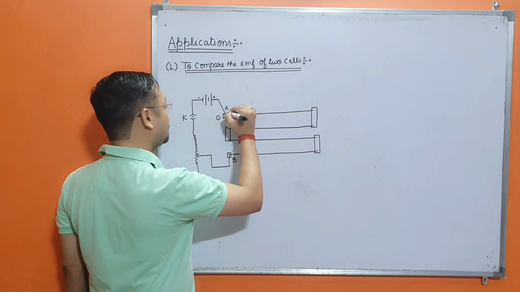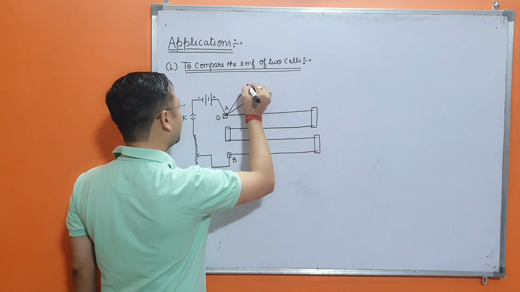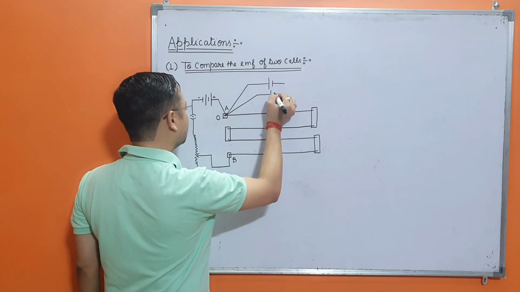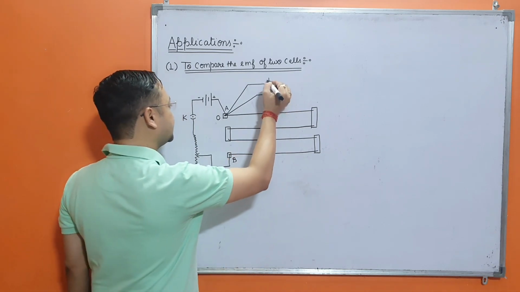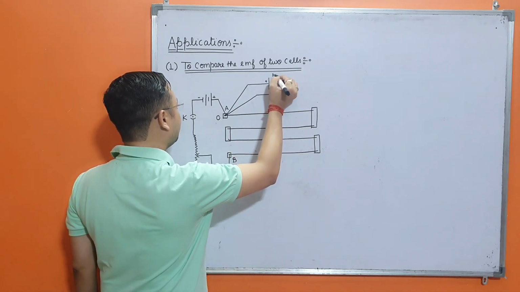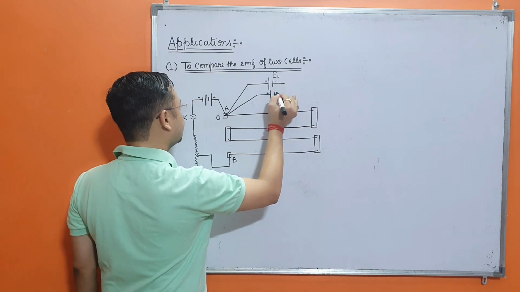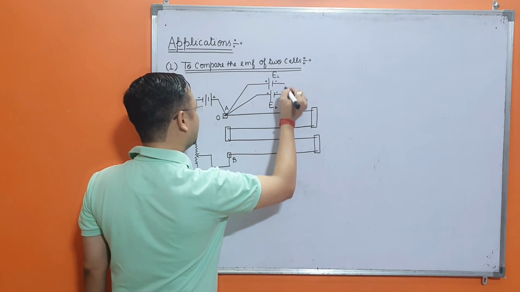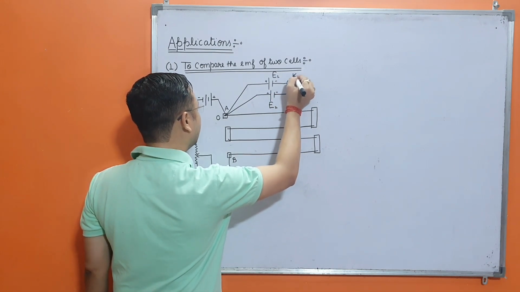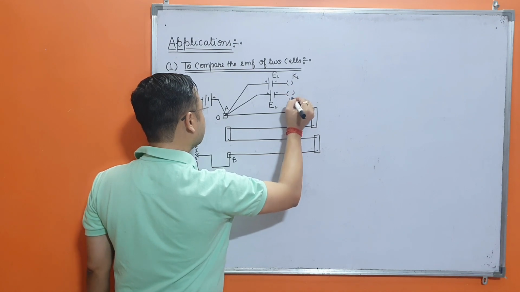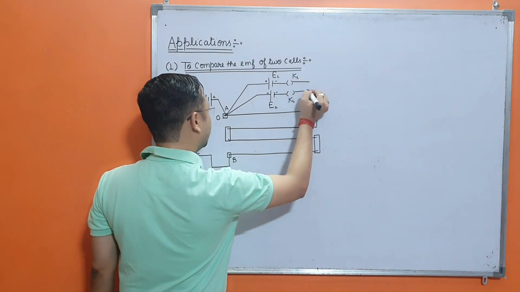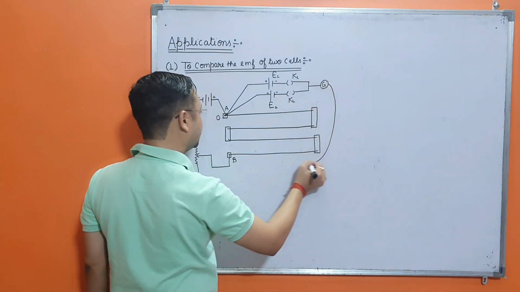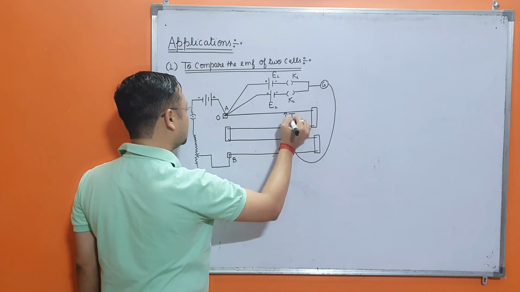We want to compare the EMF of two cells. This is one cell, this is the other cell. This cell has EMF E1 and this cell has EMF E2. They will be connected by a two-way key. This key is K1 and this key is K2. Both are connected to a common terminal of the galvanometer, and the other end of the galvanometer is connected to the pencil jockey.